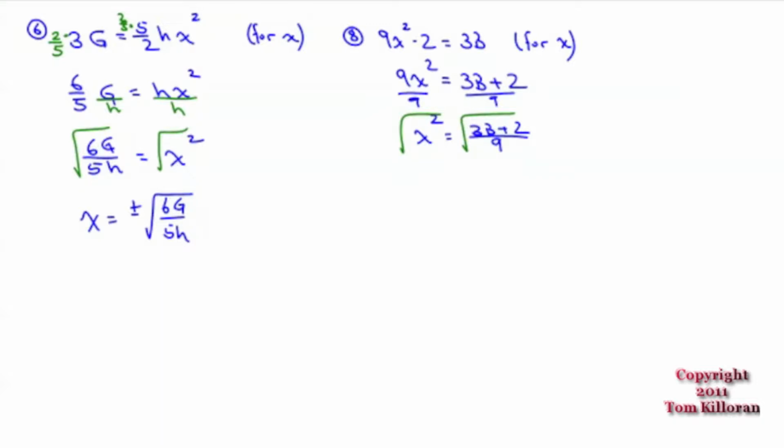The left becomes x. The right becomes plus or minus the square root of 3b plus 2 over 3. Remember that the square root can split top to bottom. Square root of 9 is 3. Ta-da! Done.